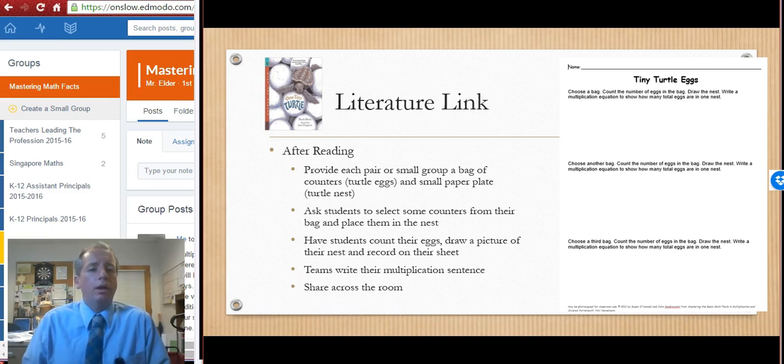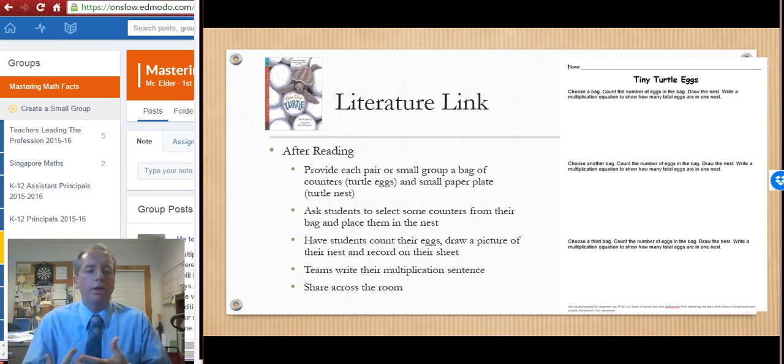Well, we're going to give each pair a bag of counters, and we're going to make those like their turtle eggs, and a small paper plate. So you can picture our kids with a little baggie of Unifix cubes or color tiles and a small paper plate. And they're going to select some of the counters from that bag. It doesn't matter how many are in there, but rather that there are just a bunch in there. So they're going to pull out some, put them into their turtle nest, and count their eggs.